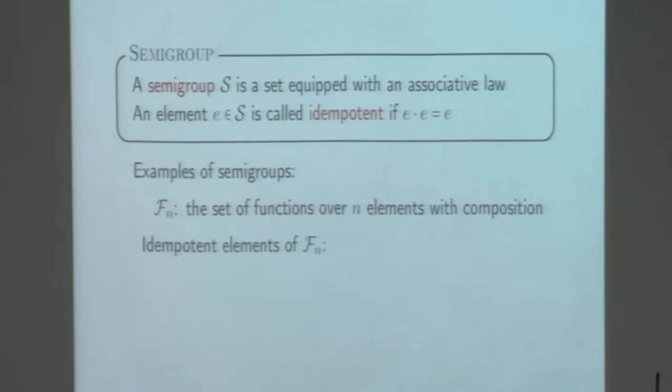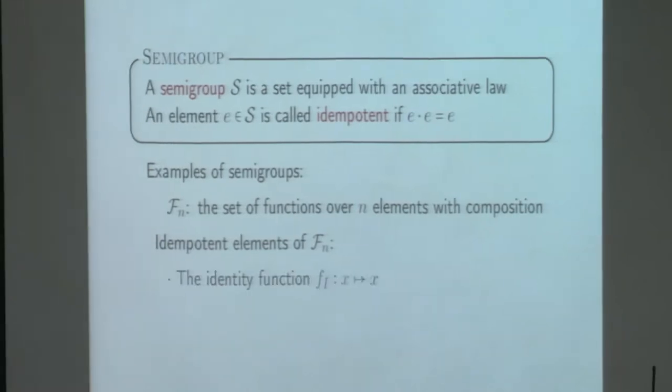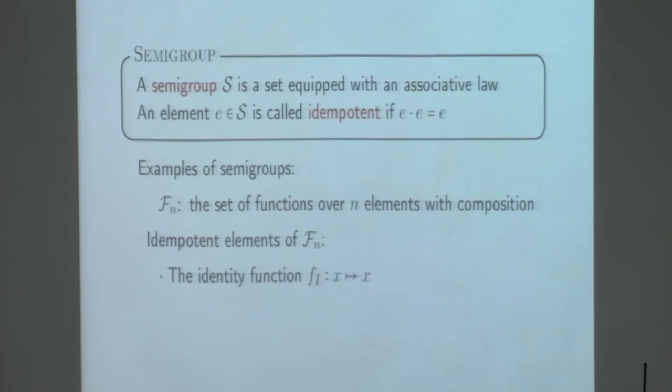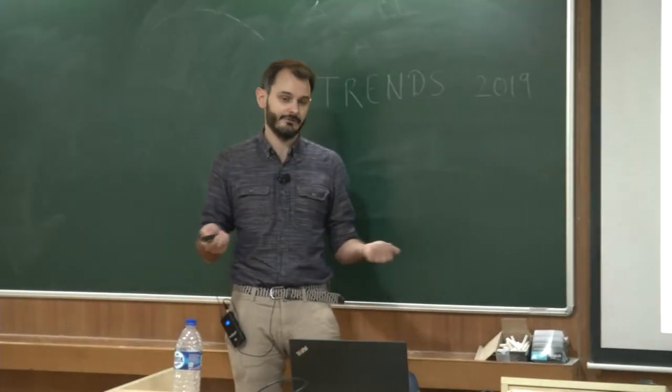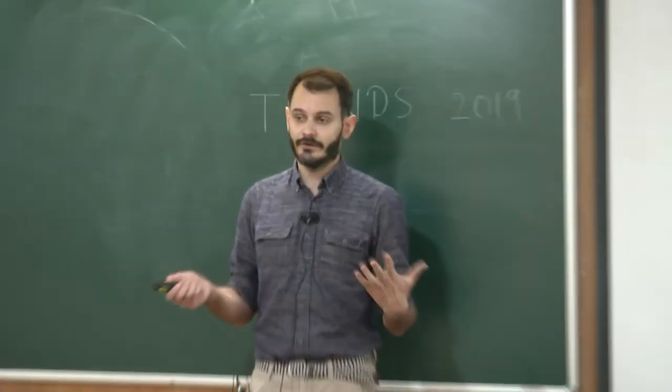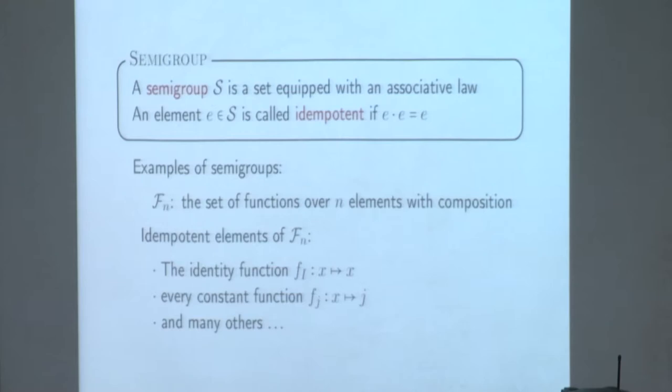Okay? Some more examples that will be used throughout this talk are the set of functions over a finite number of elements equipped with the composition. So here you have several different idempotents. It's not like the max semigroup. Not everything is an idempotent, but you still have a lot. For example, the identity function is one, but you also have every constant function that maps every element to the same element. And many others. Basically you can combine these two ideas: be the identity on a subset of your domain and be the constant function on some other subsets, and you still end up with some idempotents.